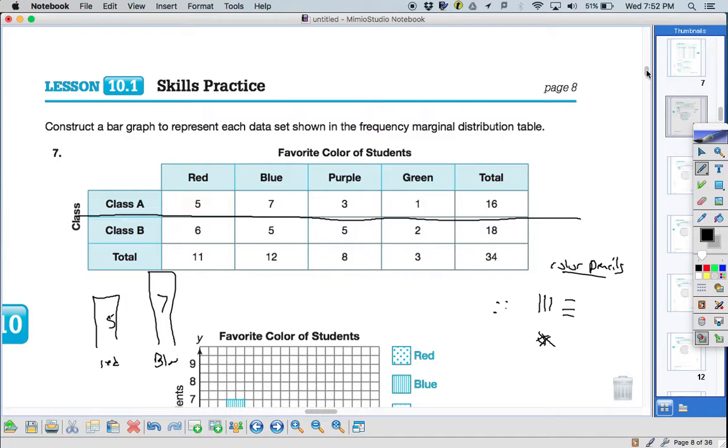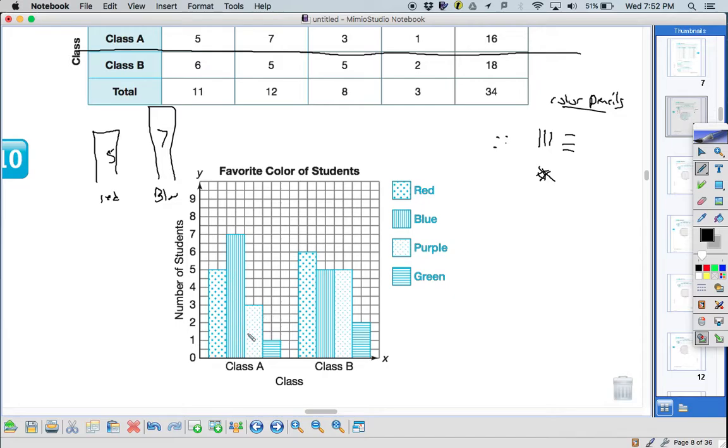So all they did is they said, okay, class A, 5 red. We already had it here. Class A, blue, 7. So they go down here to the table, and they decided, okay, I'm going to use this pattern for red. I'd probably just grab a red marker, but they use this pattern for red. And they said under class A, I need to go up to 5. So I made my bar right here up to 5, like we just did a second ago. And because it is red, we're going to shade it this way with a bunch of dots.